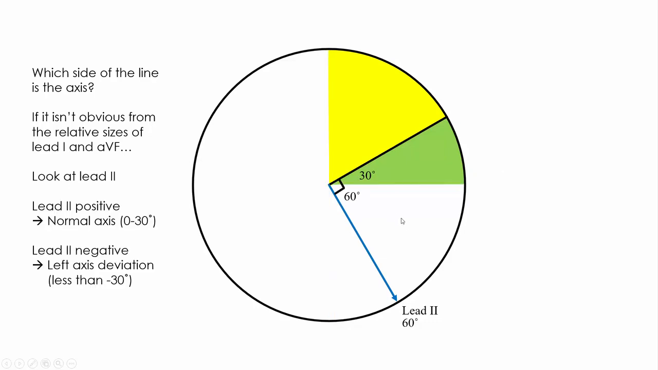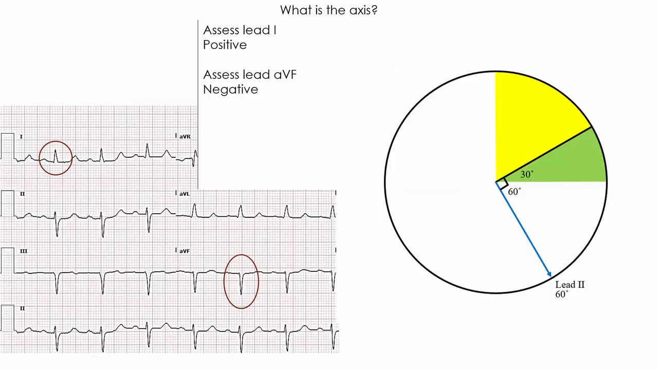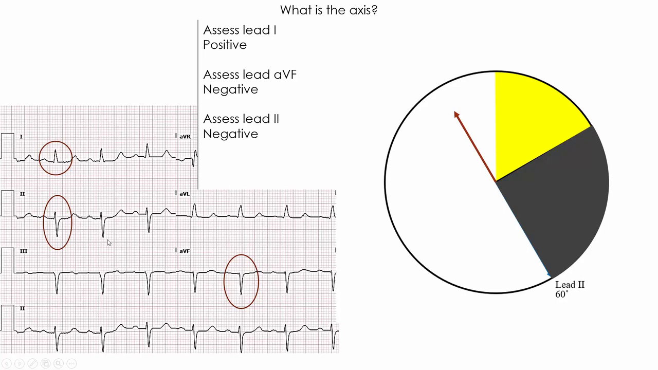So if lead 2 were positive, well then you know you're on this side of the line, and that means you're within normal range. If lead 2 were negative, we must be going away from lead 2, we must be on this side of the line in left axis deviation territory. So going back to here, assess lead 2. Lead 2 is negative, so we're somewhere up here, left axis deviation.